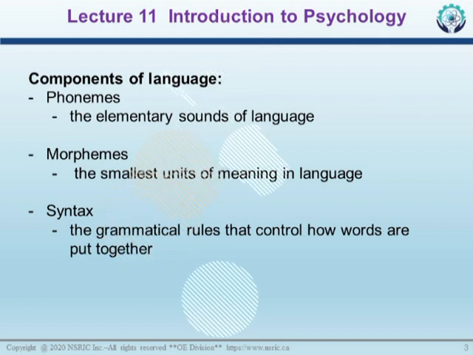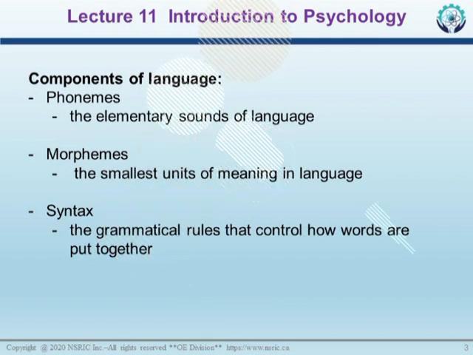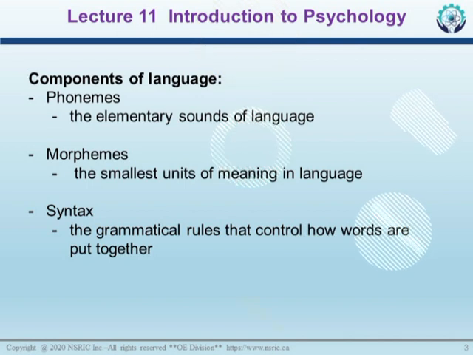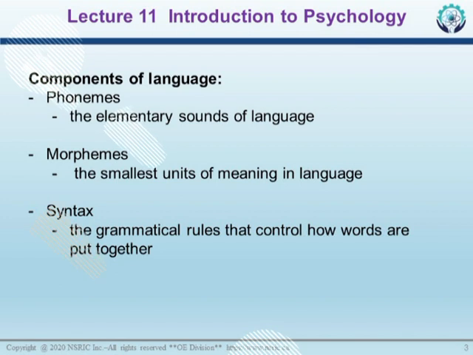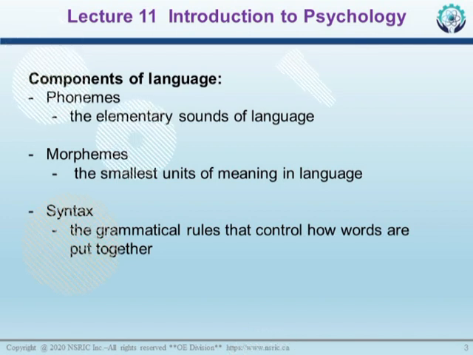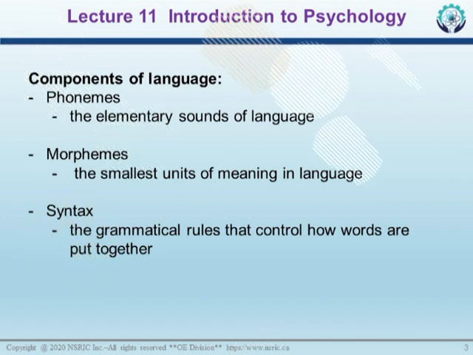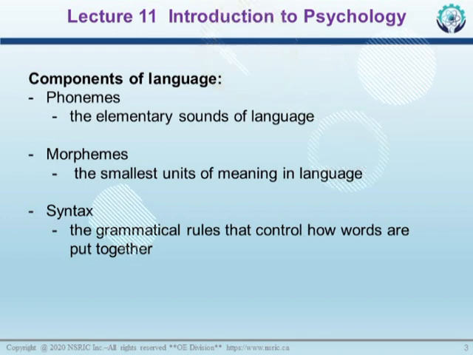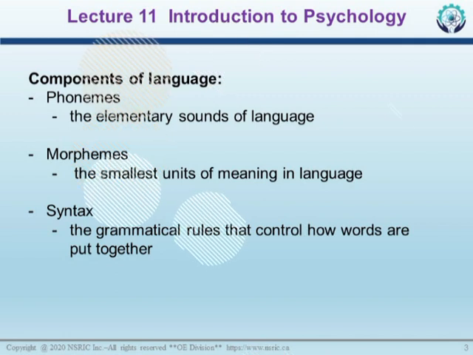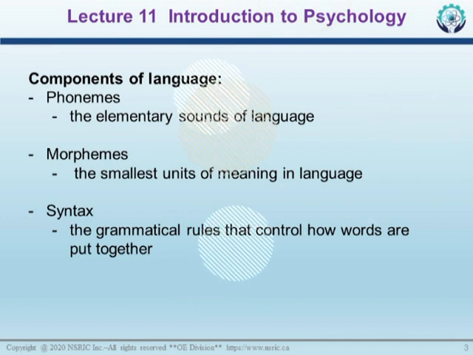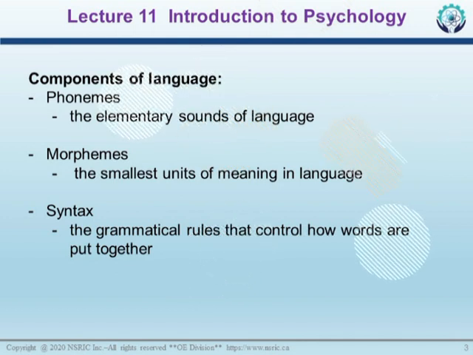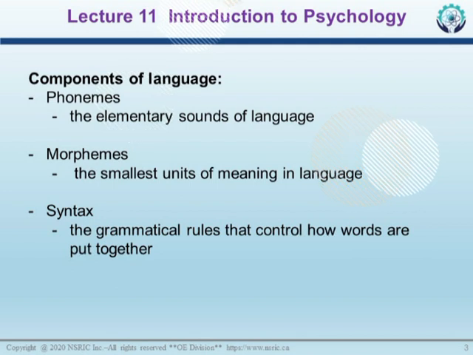So, language is a fundamental aspect of human communication, and it's essential for the organization and the expression of our thoughts and emotions and ideas. And psychologists have been interested in understanding the processes and mechanisms that underlie language production and comprehension. And the study of language encompasses all of these several components, including phonology and syntax and semantics and pragmatics.